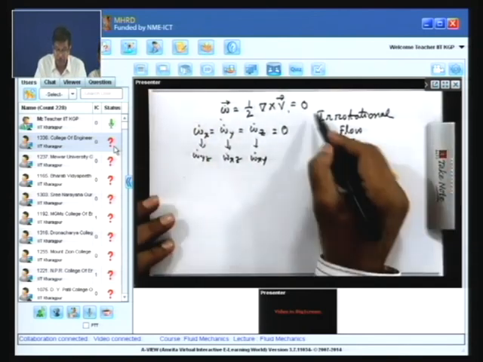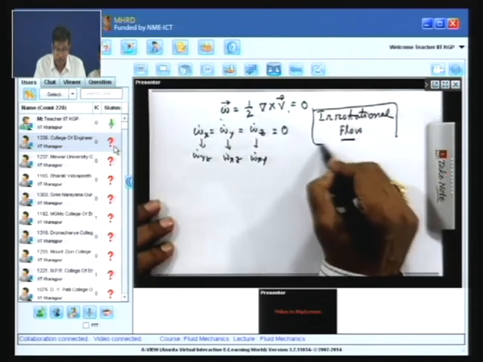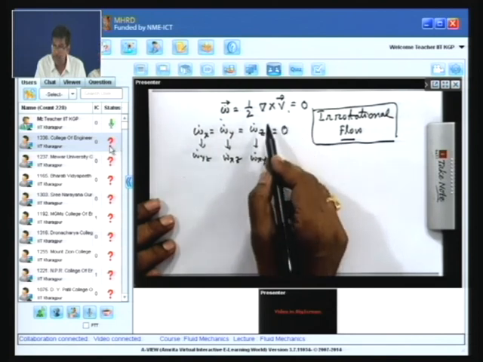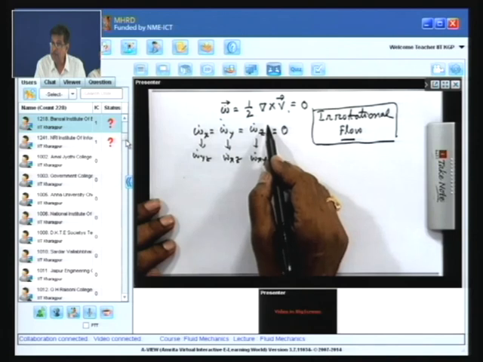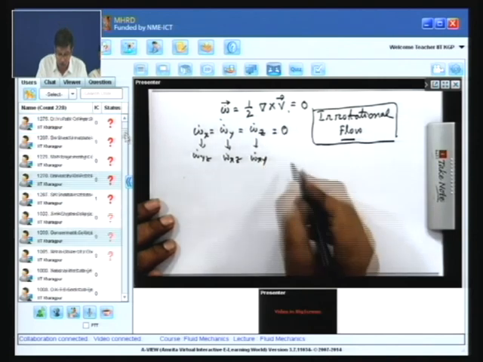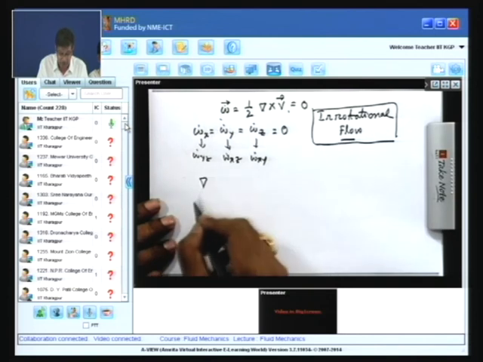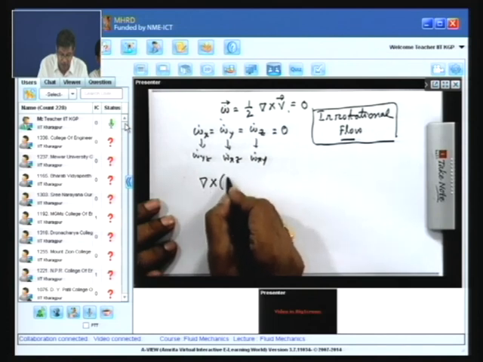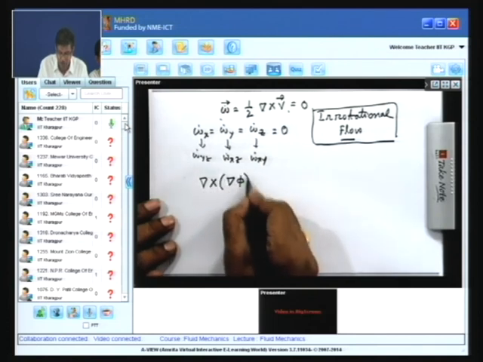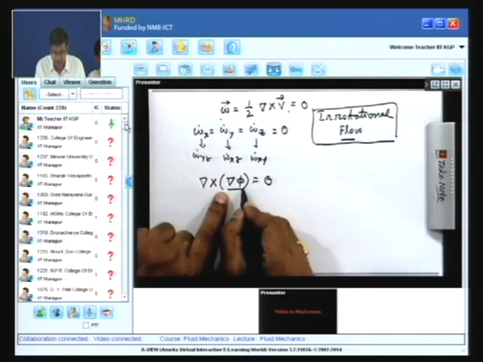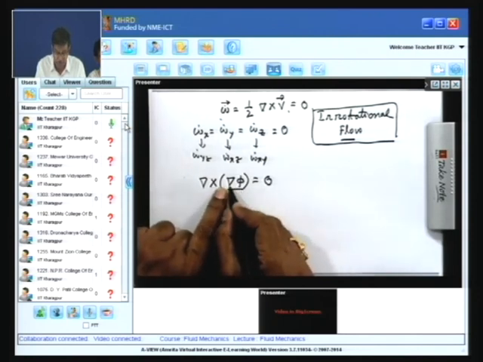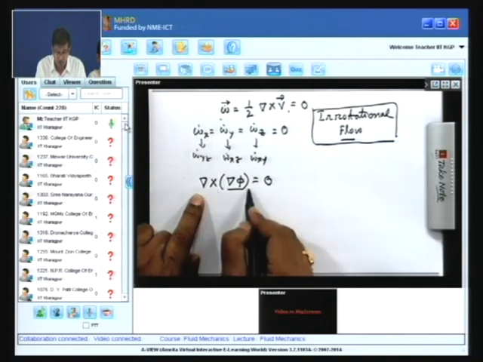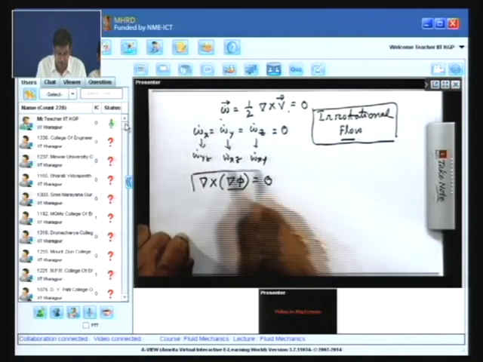Now this is known as irrotational flow, and if half of curl of velocity vector is 0, velocity vector can be expressed as a gradient of a potential function. Why? Because we know from our vector algebra, or vector calculus, whatever you tell, that the curl of the gradient of a scalar quantity, let it be phi, is always 0. If you take a scalar quantity and the gradient of the scalar quantity, the cross product of this with del, del operator I have told so many times, is always 0.